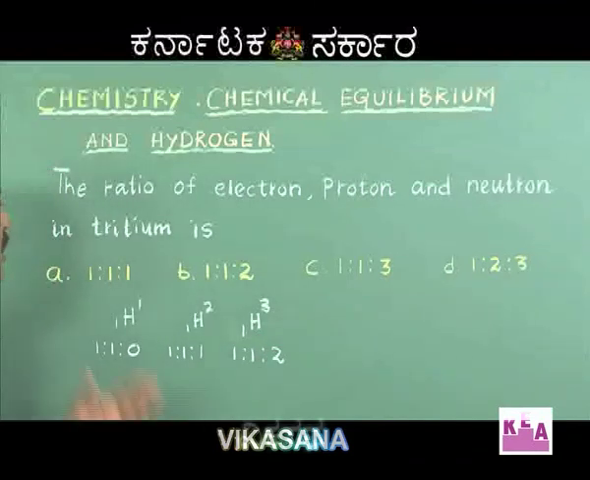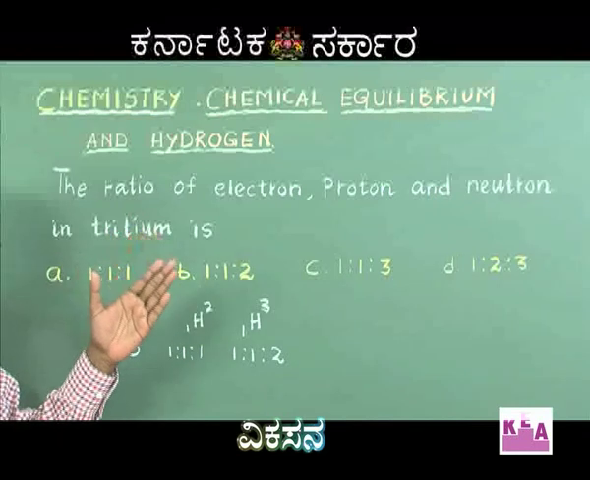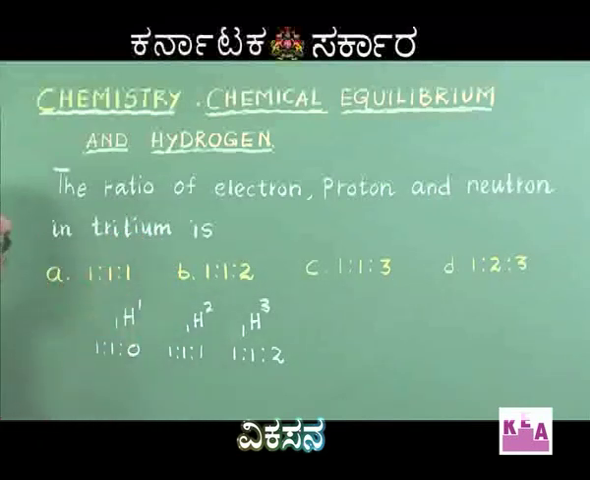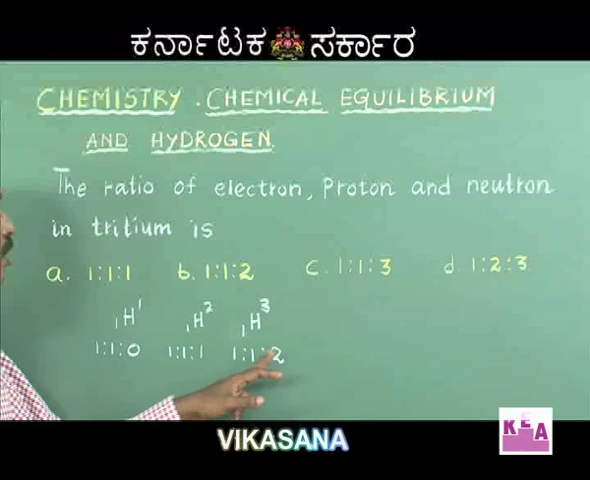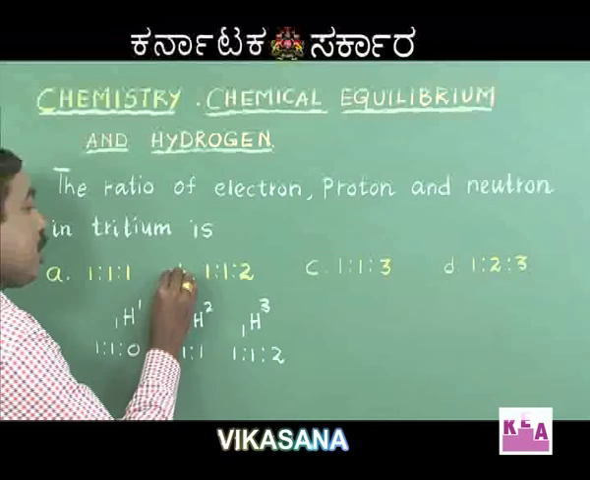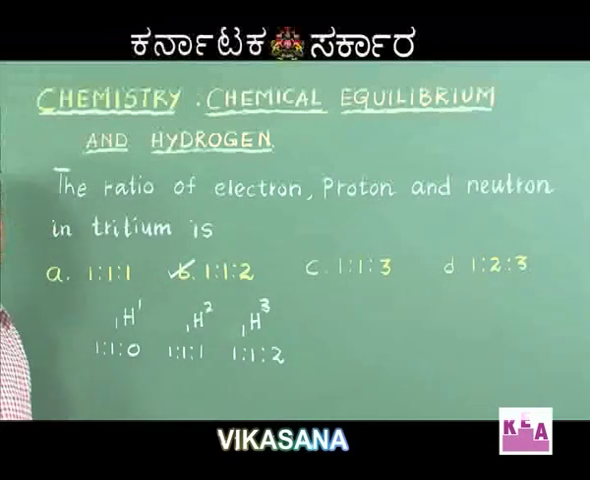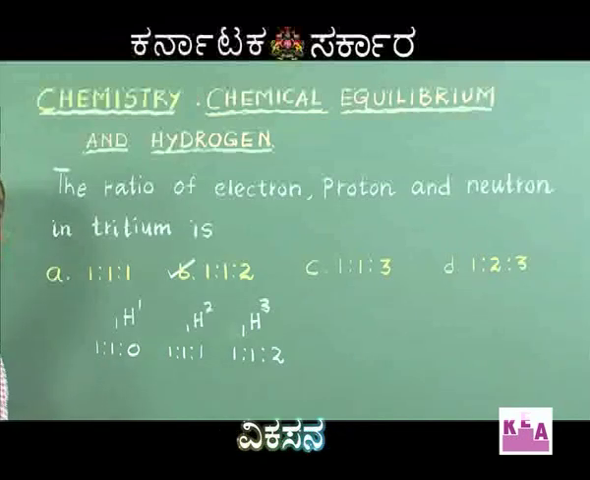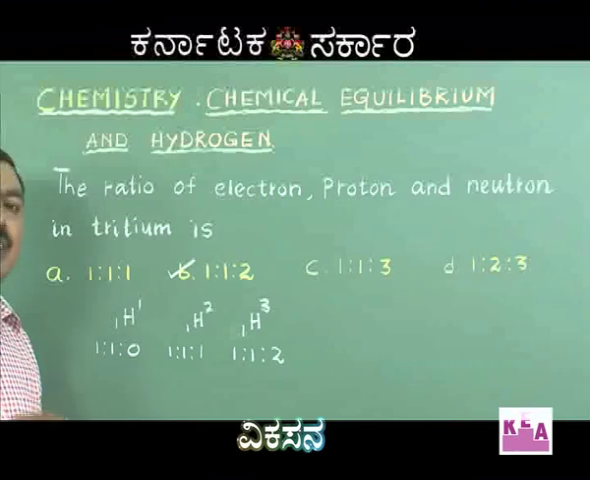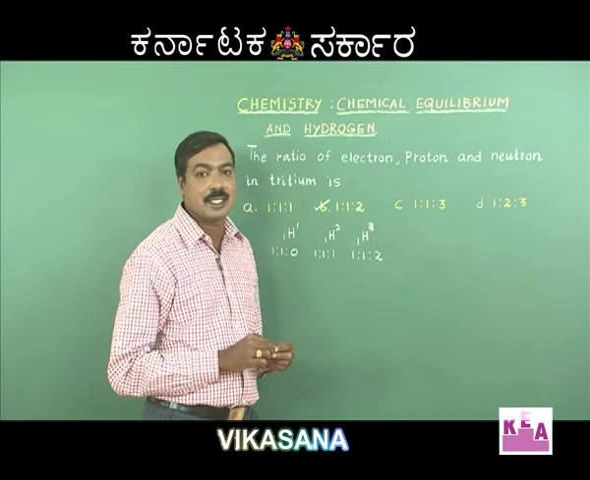Now my question: the ratio of electron, proton and neutron in tritium is 1:1:2, that is, option B is the right answer. And one more important point about this tritium, 1H3, it gives away beta rays.